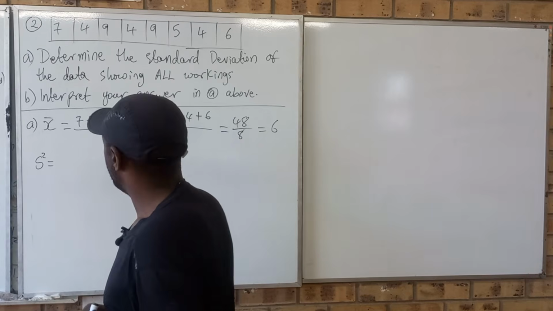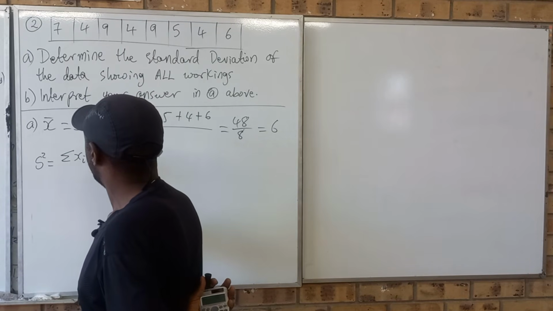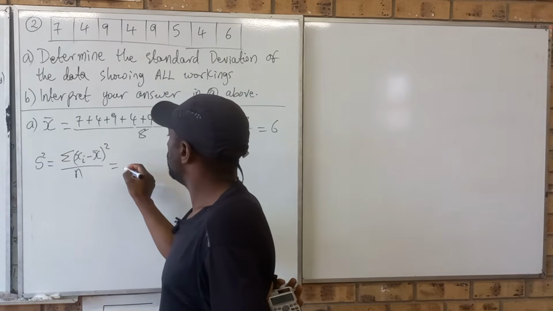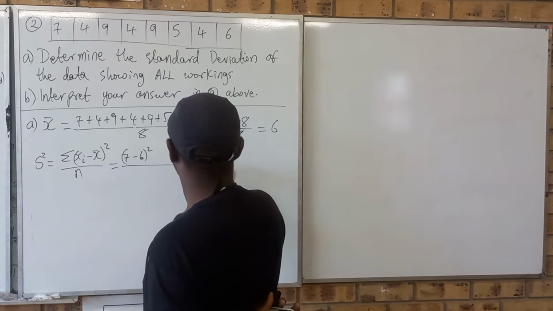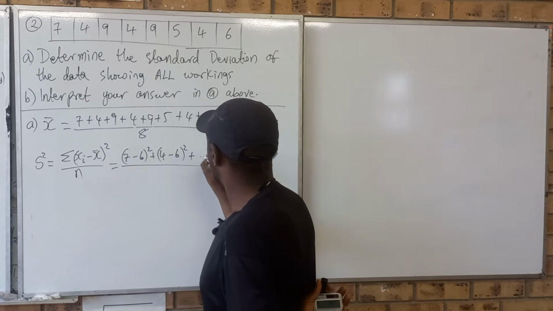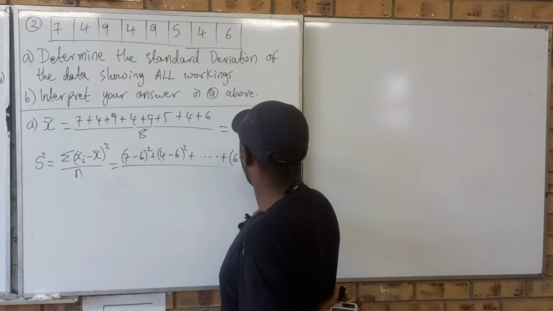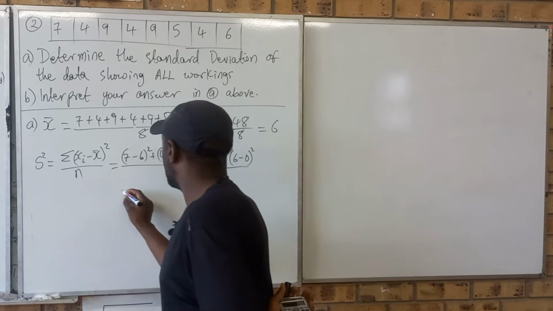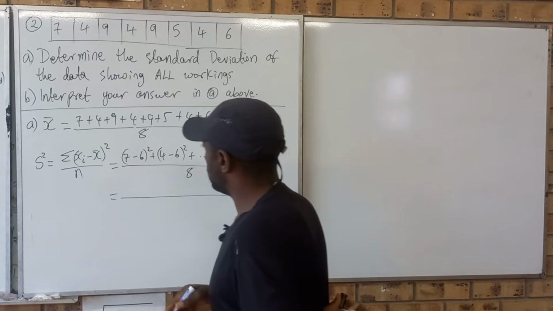The variance, its definition, as we've seen before, is the sum of every data point minus the mean, all that squared, divided by n. So what does that mean? I take 7 minus 6, the mean, squared, plus 4 minus 6 squared, plus, if I don't have time and space to write everything, I can switch to the last one, minus the mean squared, divided by 8 because I've got 8 data points. So this data is actually very simple. We can actually work without using a calculator.